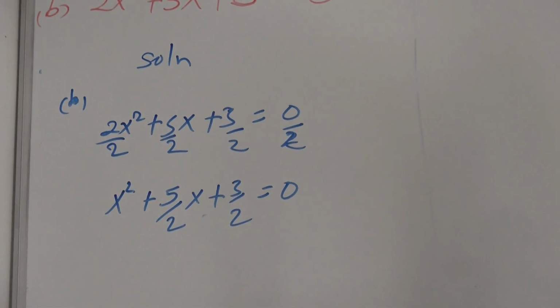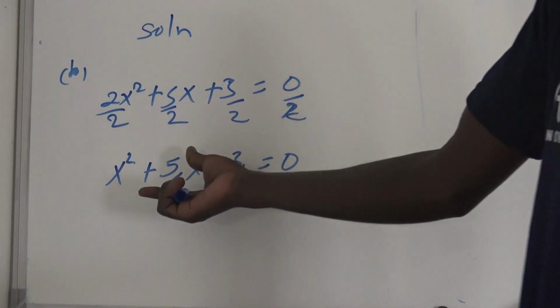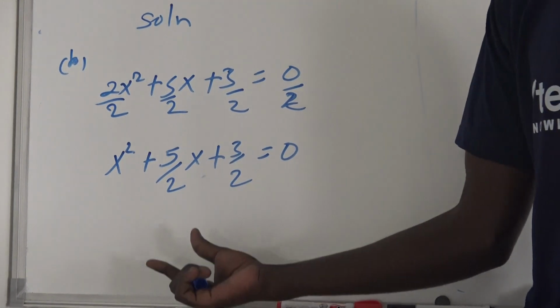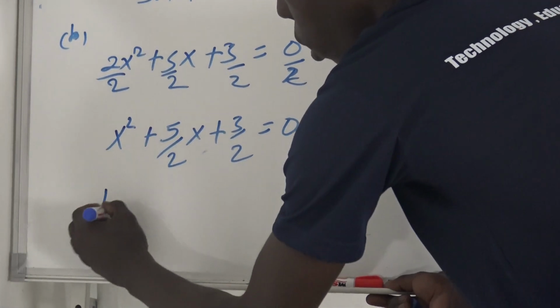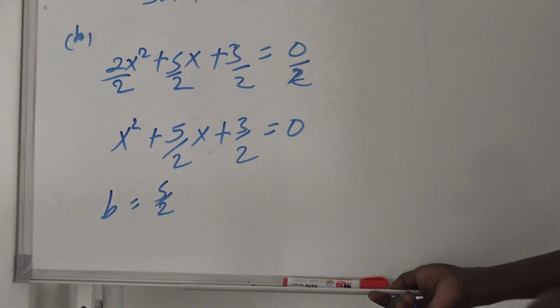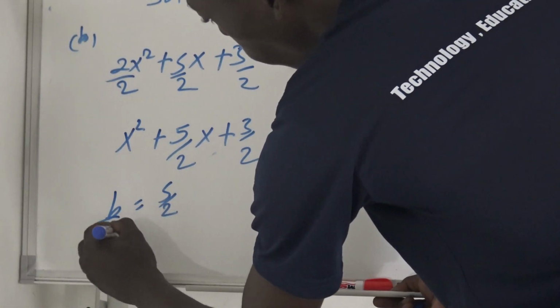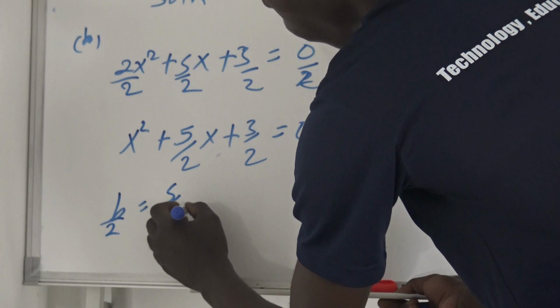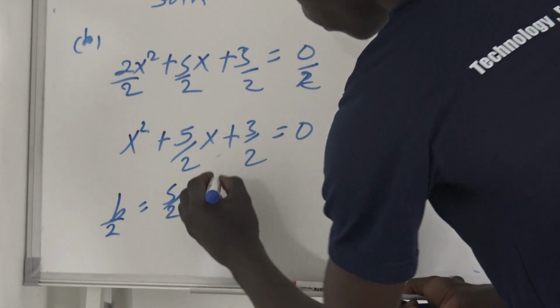So after doing that, we say we get now the value of b. b is the one which is in the middle. You get that b which is 5 out of 2. Then divide it by 2. Divide here by 2. Even here you must divide by 2.